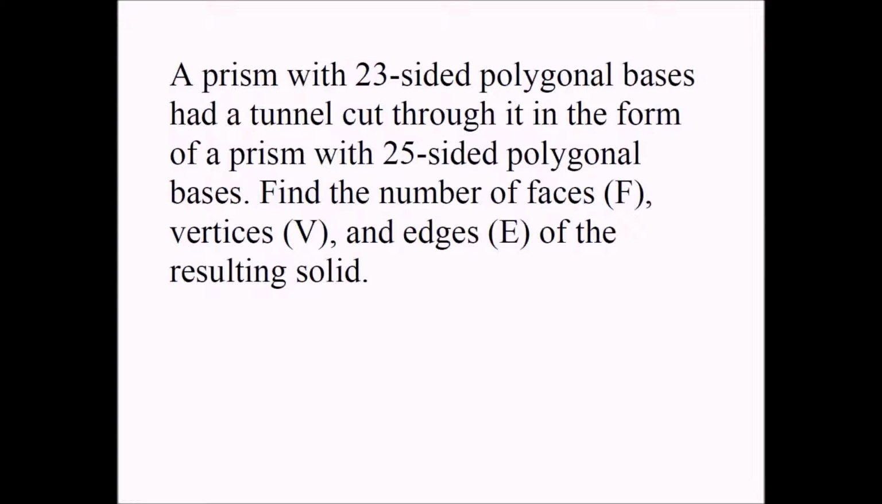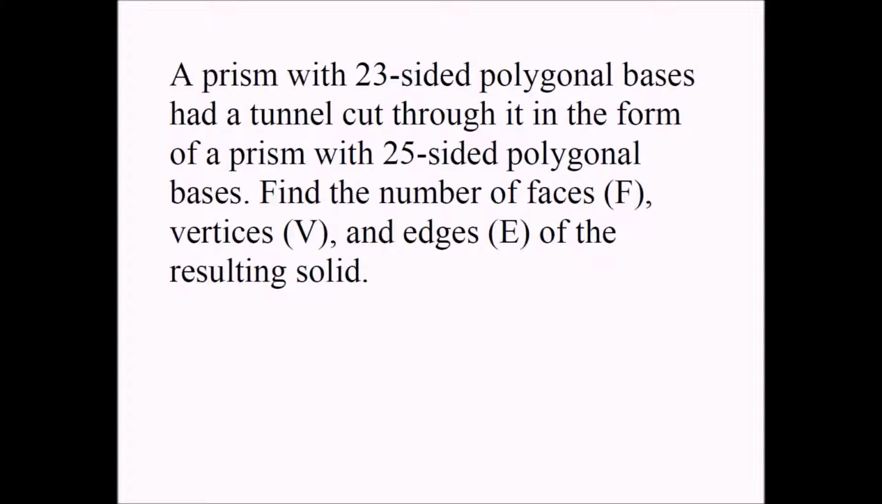A prism with 23-sided polygonal bases had a tunnel cut through it in the form of a prism with 25-sided polygonal bases. Find the number of faces, vertices, and edges of the resulting solid. So what's going on here is we have a prism with bases that are 23-sided polygons, a larger external prism, and there is a hole that's drilled through the prism, and this hole has a cross section that is a 25-sided polygon. We don't have a picture.